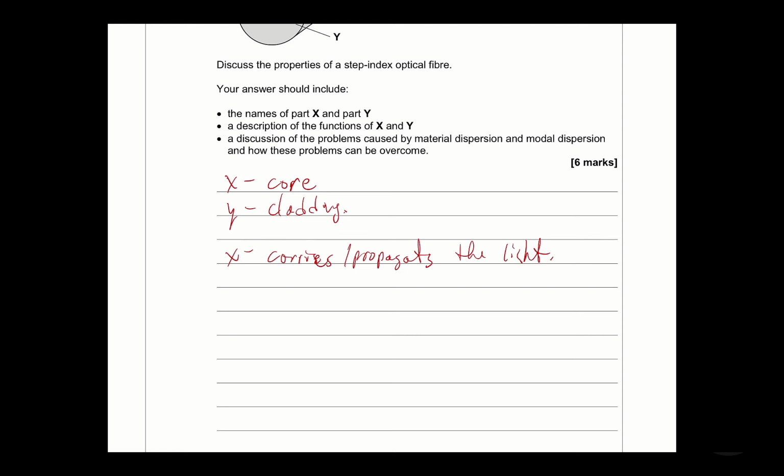And it uses the idea of total internal reflection. And Y, it is protective. So it covers the core, prevents it from damage. It prevents crosstalk if you've got a bundle.